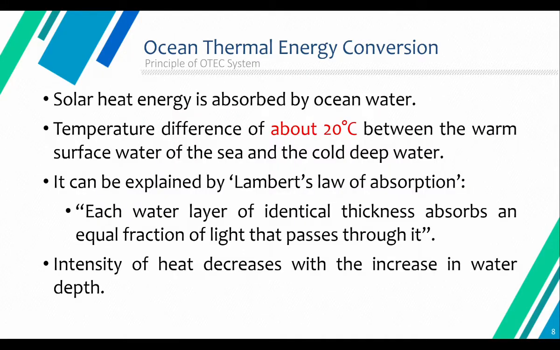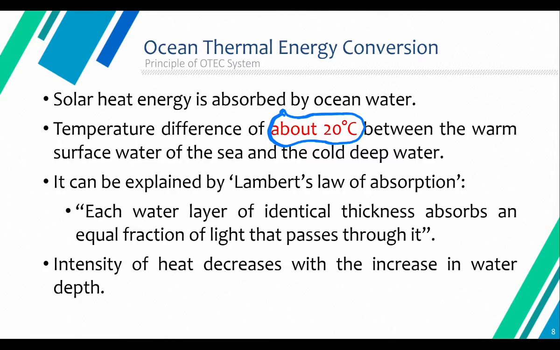So what is the principle of OTEC system? Now we can get into a bit more detail. Solar heat energy is absorbed by ocean water, as you all know. Temperature differences of about 20 degrees Celsius between the warm surface water of the sea and the cold deep water. So the first criterion is around 20 degrees Celsius.